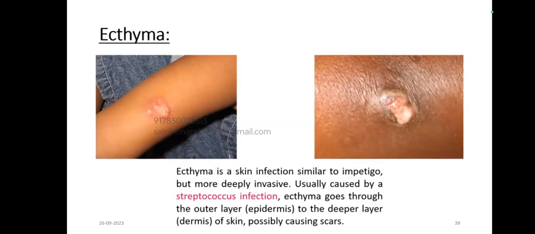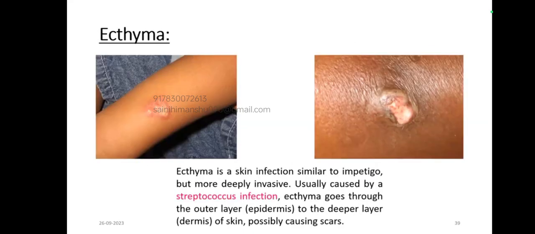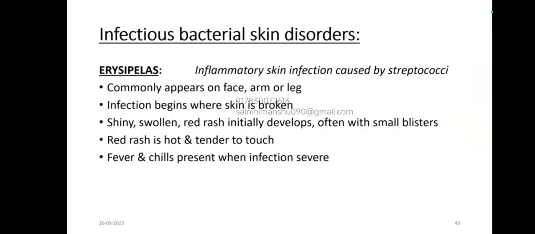This is ecthyma. You can see a deep layered skin involvement up to the dermis level, and it is scar forming once the lesion is healed. But impetigo is not at all scar forming. This is ending with the formation of a scar.